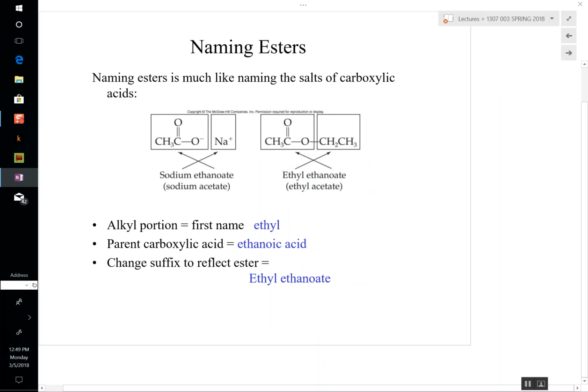Whether it is the sodium salt of the carboxylic acid or the ester of that carboxylic acid, we keep that portion of the name the same. That is the ethanoate. When it's got a hydrogen on there, it's ethanoic acid.